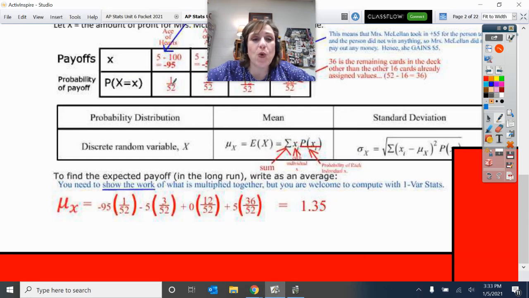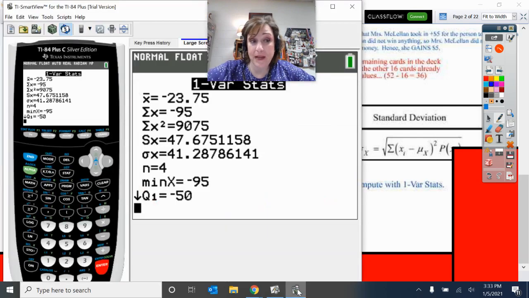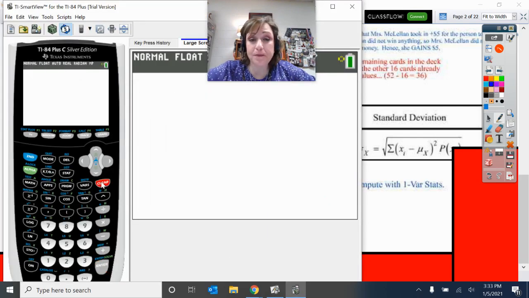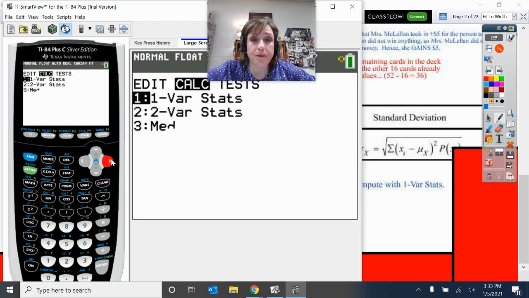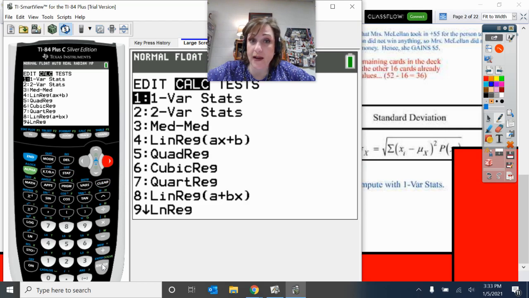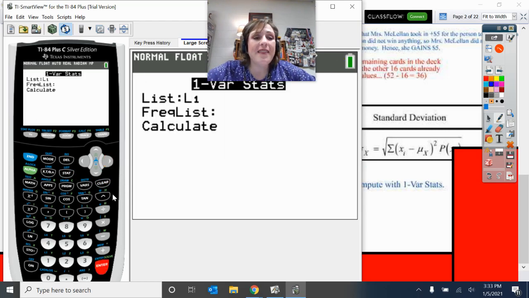Negative 95, they don't all happen equally likely. Negative 95 happens 1/52nd of the time. That's how frequently it happens. Negative 5 happens 3/52. That's how frequently it happens. So that means we have a frequency. If you have this menu, and if you don't have the menu, I'll show you how to handle it, that is where this frequency list comes into play.